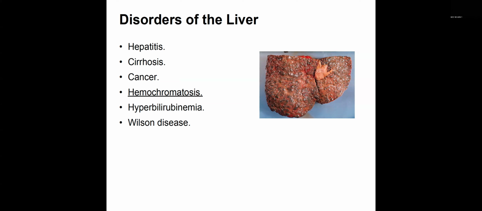Hyperbilirubinemia. This is an excessive production of bilirubin levels in the blood, leading to some instance of jaundice or yellowing of the skin or the sclera of your eye. And it's indicative of some kind of liver or bile duct issue. Then you have Wilson disease. This is a genetic disorder causing copper accumulation in the liver, brain, and other organs.